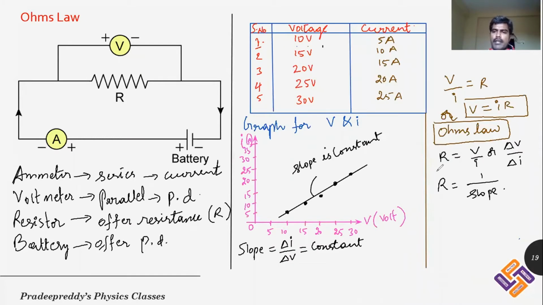Therefore, in order to calculate resistance from a VI graph, what you will do? First you will calculate slope, and take its reciprocal to find out the resistance. Reciprocal of slope of VI graph gives resistance.